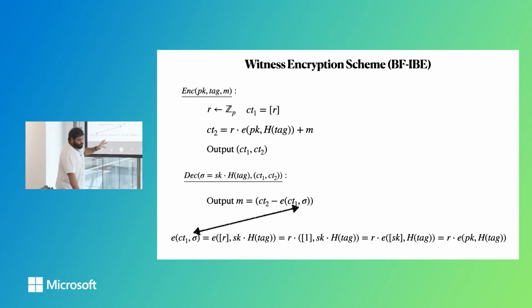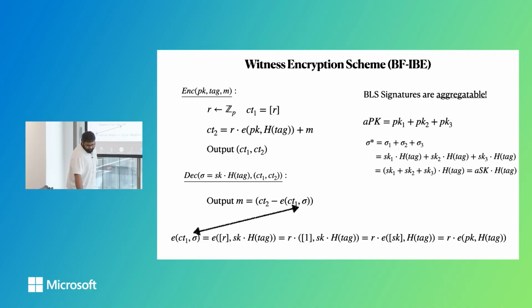Okay, so this is a witness encryption scheme where the witness is a BLS signature that lets you decrypt a message. And we also know that BLS signatures are aggregatable, they're easy to aggregate. So if I have an aggregated public key and I have 3 different signatures, I can aggregate those signatures, and I now have a signature on the same tag that verifies under the aggregated public key. Okay, so far so good.